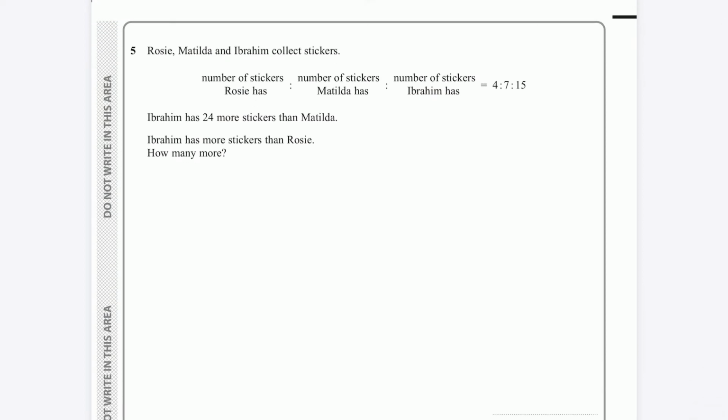Moving on to question 5. This is a slightly tricky question because of the way it looks. So we have Rosie, Matilda, and Ibrahim. Just write that properly: 4 to 7 to 15. And now you're told that Ibrahim has 24 more stickers than Matilda, and it's asking you how many more stickers he has than Rosie.